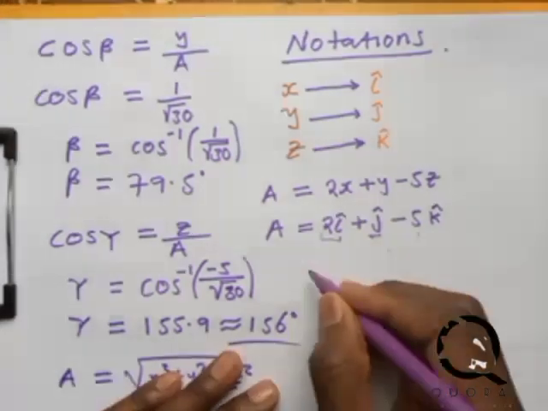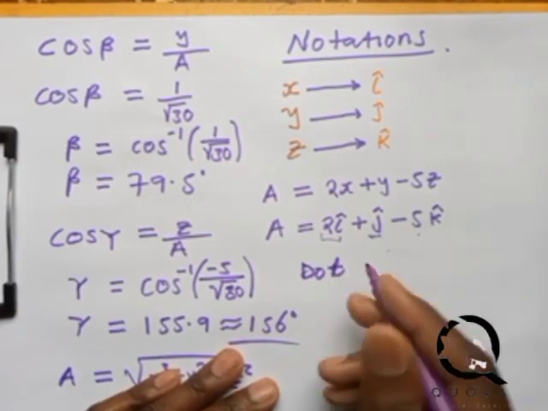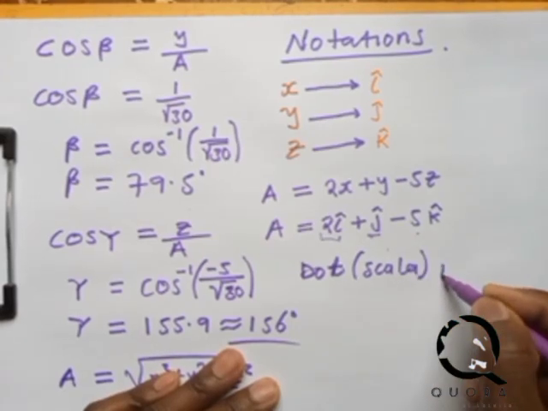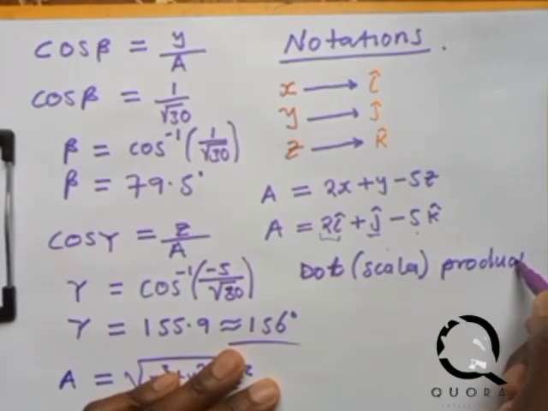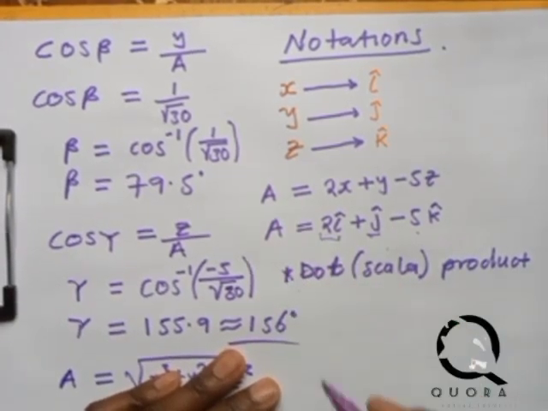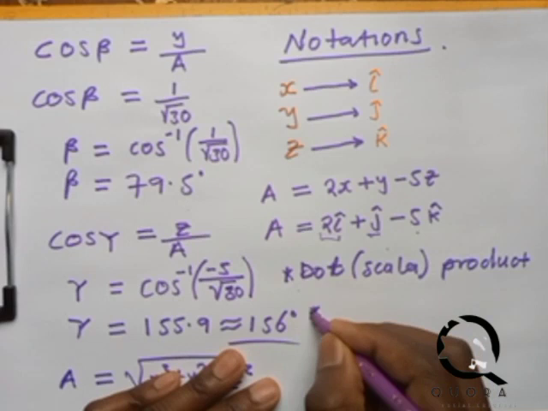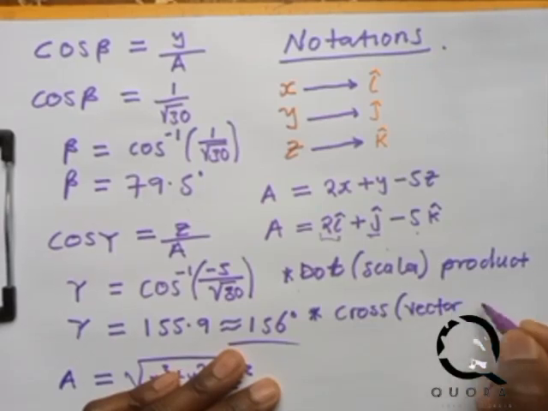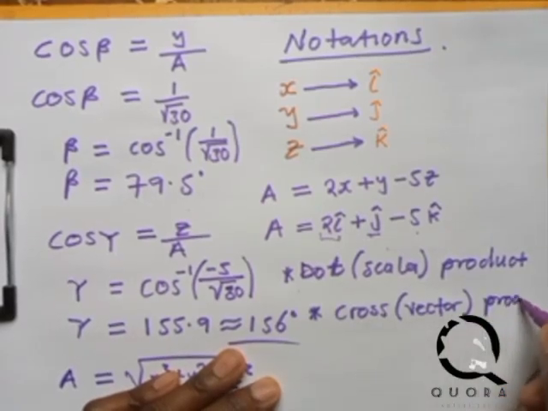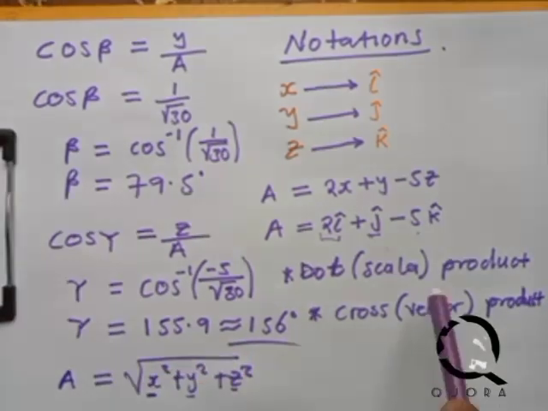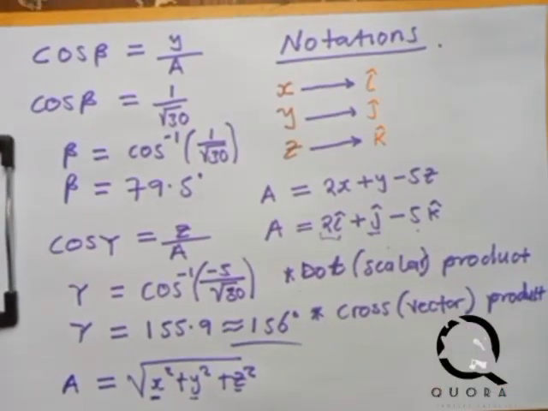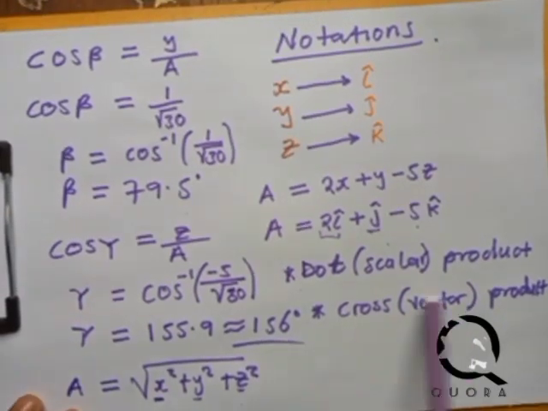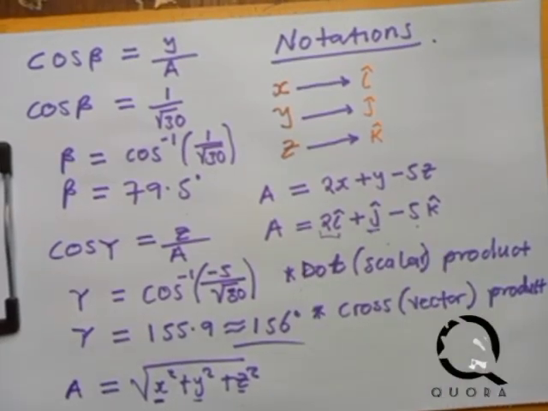So if we say dot product, the other word for dot product is scalar product. Okay? The other thing is, if they say cross product, they simply mean vector product. So don't get confused whenever they use words like scalar or vector. Vector product is just one and the same as cross product, and dot product just means scalar product.